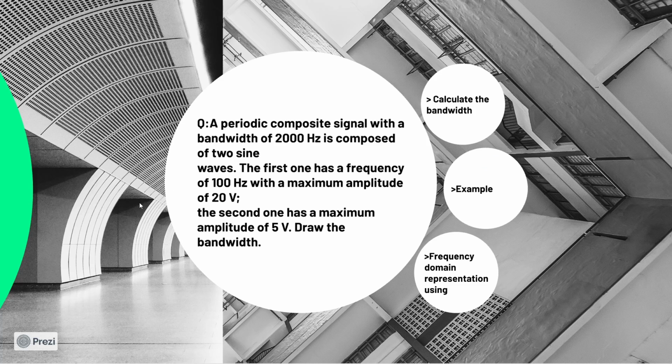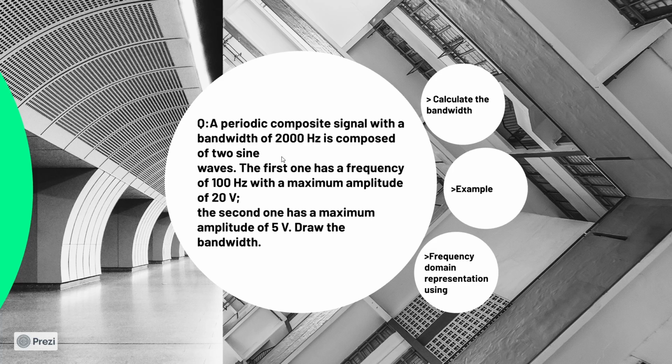I am going to explain by drawing it. So we are given the bandwidth. We are given the lowest frequency, which is 100 Hz, having an amplitude of 20 volt, and the second sine wave has a maximum amplitude of 5 volt. But we are not given at what frequency it is. So first we have to calculate the higher frequency.